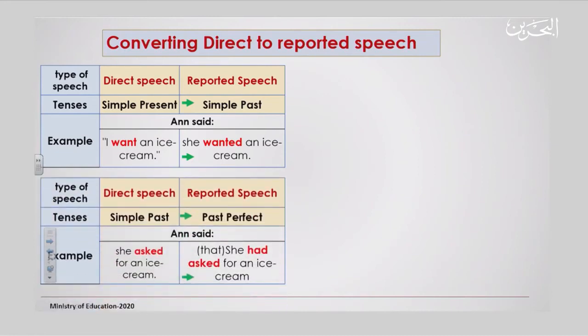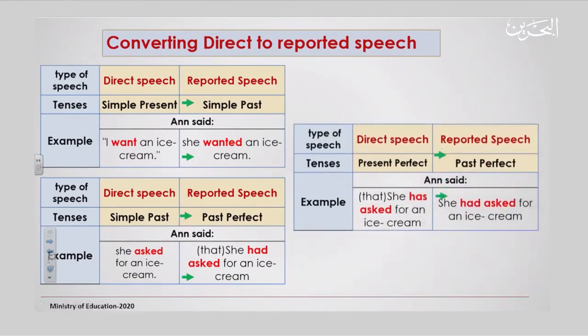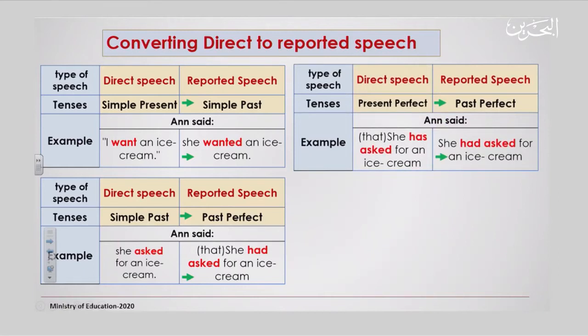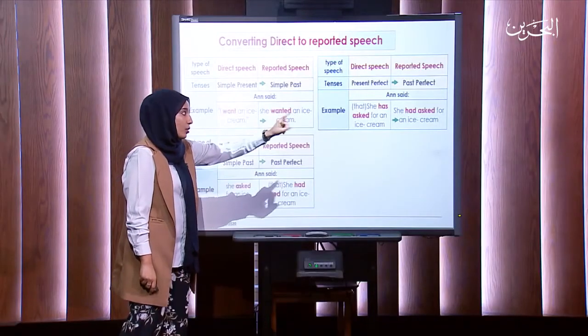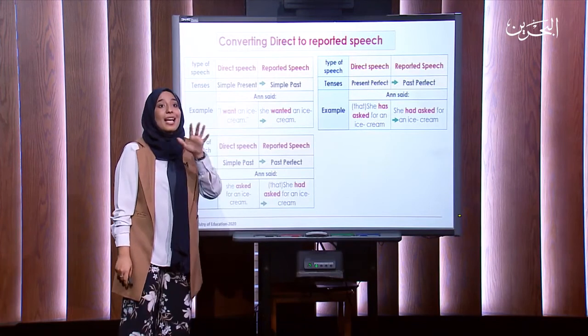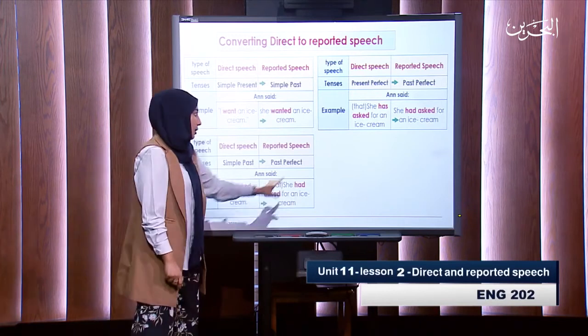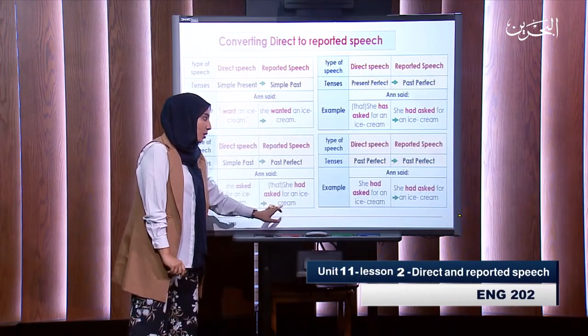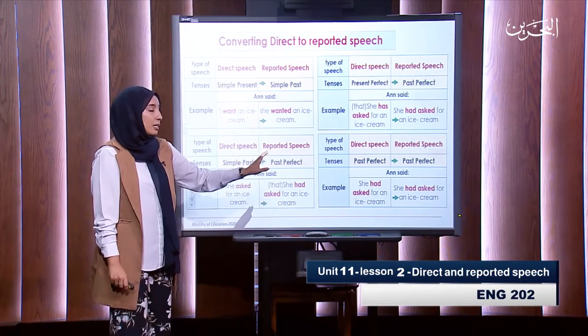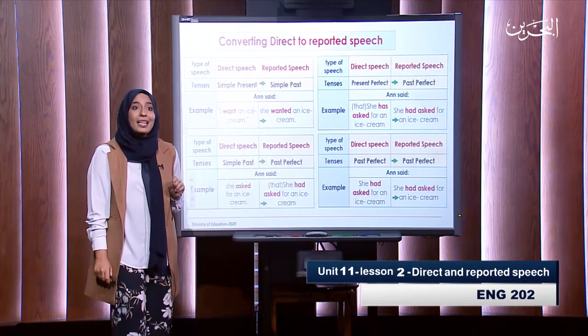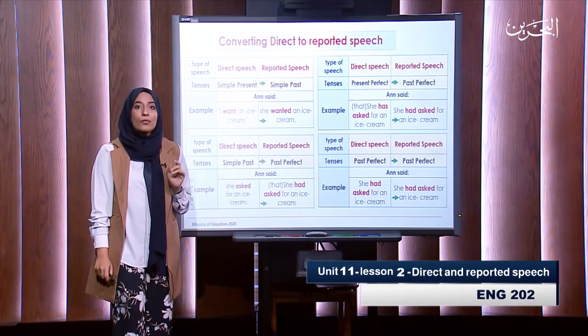Whereas, she wanted an ice cream, simple past, will be converted to past perfect. So it's going to be, she had asked for an ice cream. Pay attention. Present perfect, past perfect. She has asked for an ice cream. She had asked for an ice cream. The same. Past perfect stays the same, past perfect. She had asked for an ice cream.